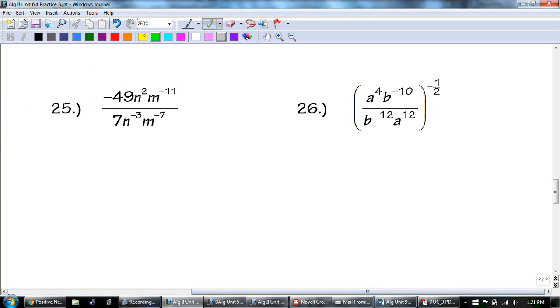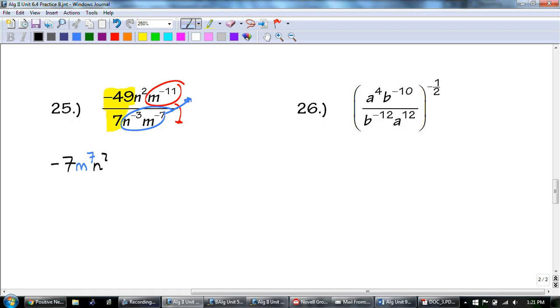Okay? Remember, we want to simplify and move. If exponents are negative, we drop them like it's hot. If they're already on the bottom, we bring them to the top. So 49 divided by 7 is going to be 7, and it's negative 7. So then I'm bringing the m to the 7th up.